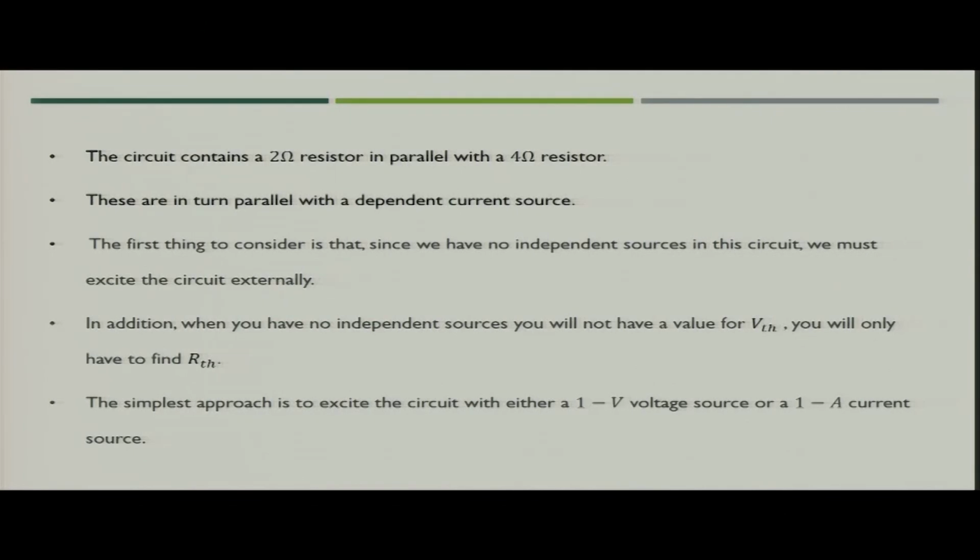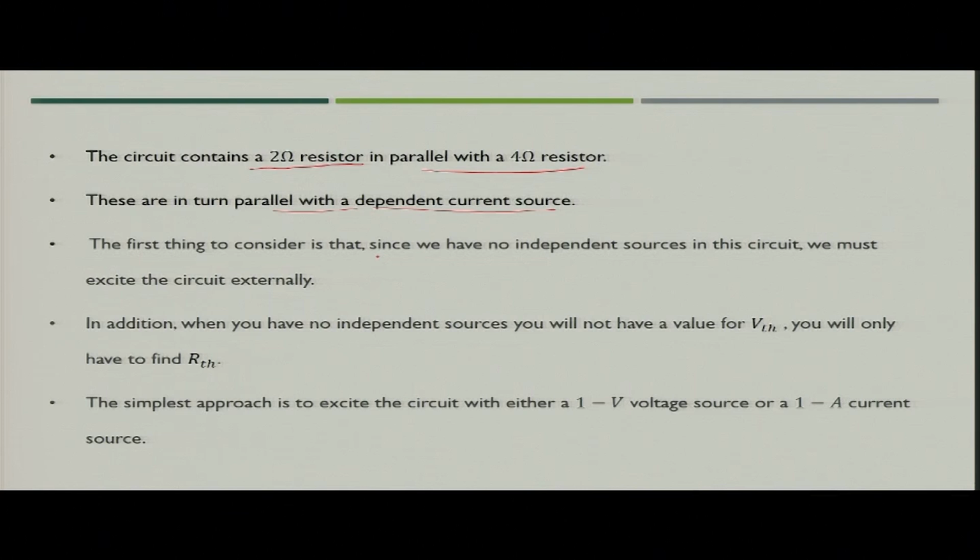So, what do we have to do? We just see that this circuit contains a 2 ohm resistance in parallel with a 4 ohm resistance. So, these two are in parallel, and they in turn are in parallel with the dependent current source.